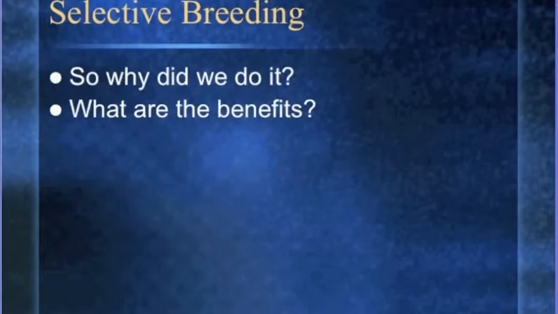So why did we do it, and what are the benefits? Usually when people selectively breed, they're doing it because they want specific traits in the organism. So the benefits are those specific traits. Whatever people believe are good traits in an organism, those are the traits that they breed for, and they believe that that is beneficial.